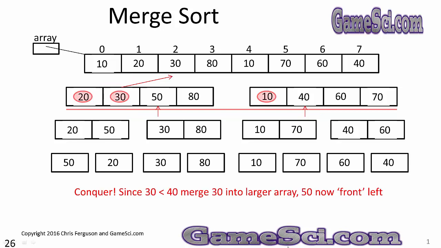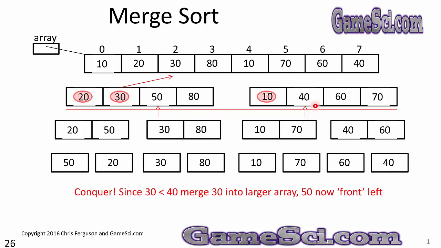Once again, in the conquer phase, since 30 is less than 40, we're going to merge 30 into the larger array. The 30 has moved up. The red circle around the 30 says we don't have to look at it anymore. This arrow here now says 50 is the front of the left side of the array.